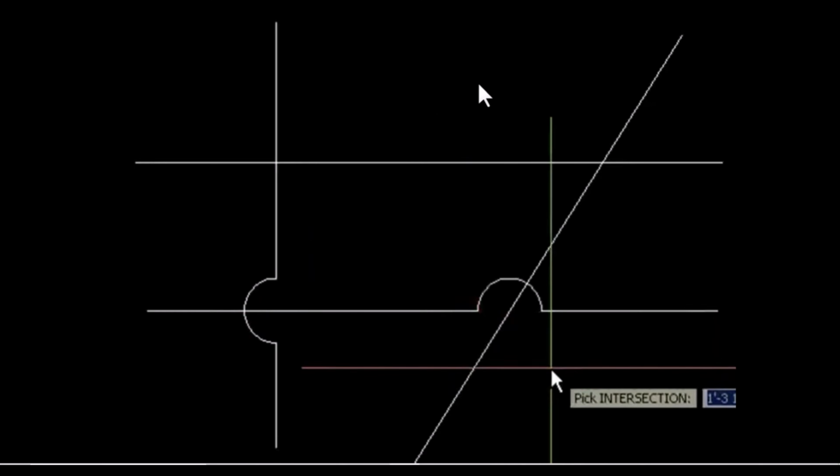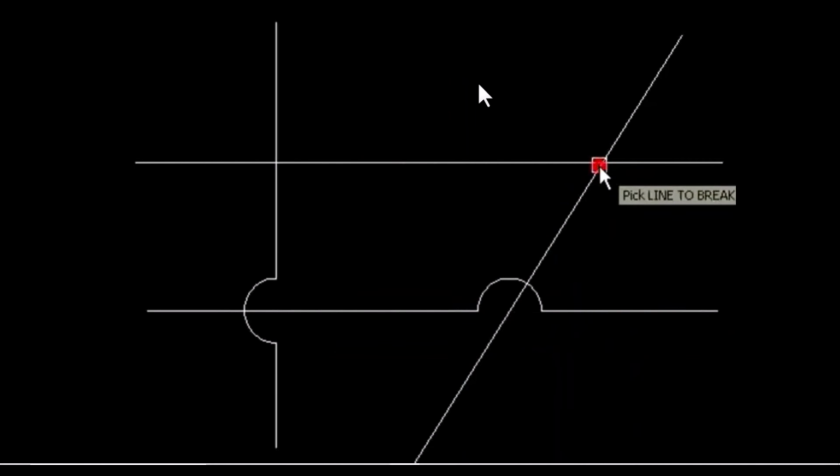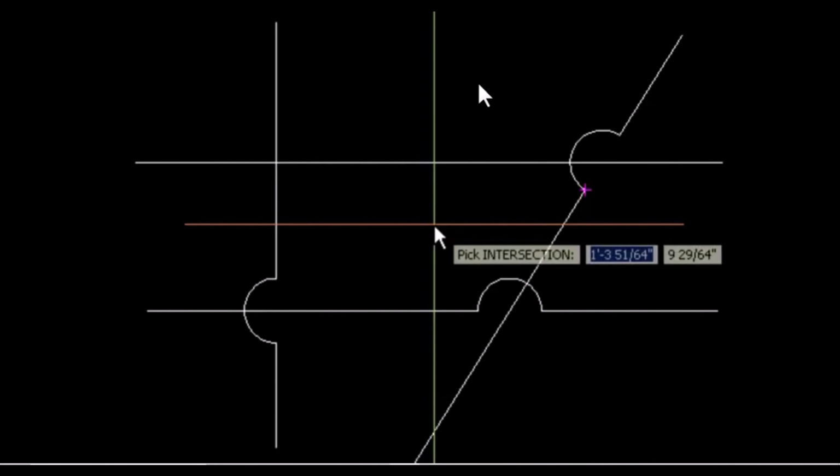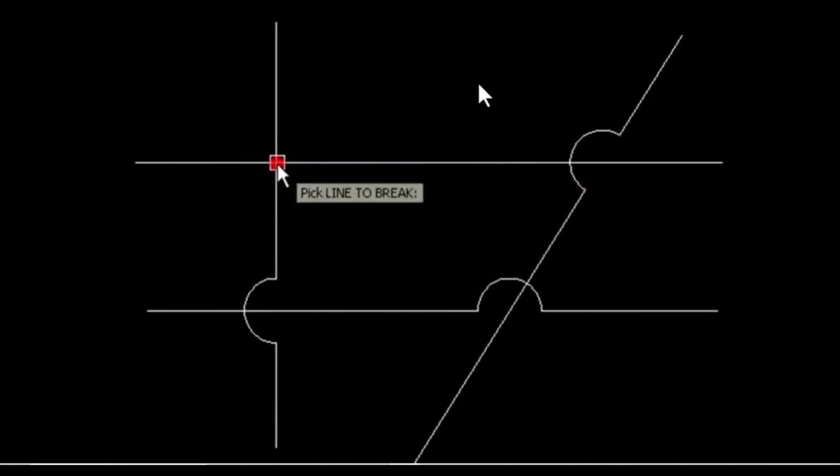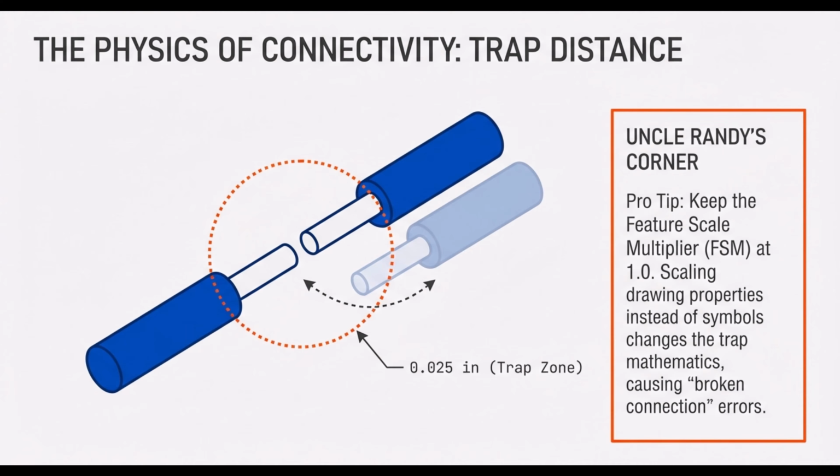This user in the forum couldn't get the loops to appear, even though they had the setting turned on. This brings us back to the drawing properties. There is a setting called the Feature Scale Multiplier, or FSM. If your FSM is set incorrectly, the software tries to draw the loop, but the math says, hey, the radius of this loop is physically larger than the space available between these two wires. Oh, it's a math failure. It's a math failure. Okay.